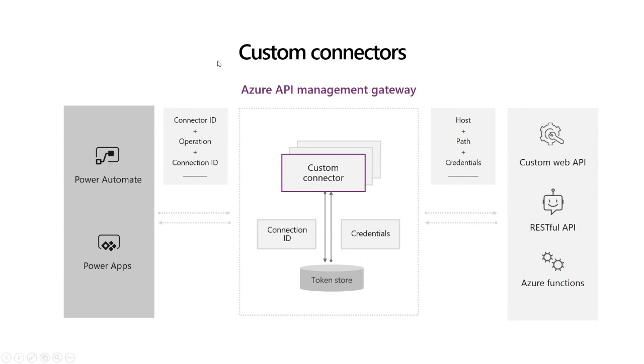Like I mentioned just now, if the standard 270 connectors do not contain a connector for the data source that you need to connect to, you can create your own custom connector. But of course, your custom connector has to be compliant with the authentication mechanism in the Azure services. You can use a connection ID, then you have to generate a token to store in your connector, and then talk with Power Apps and also your custom web API, RESTful API, and Azure Functions.